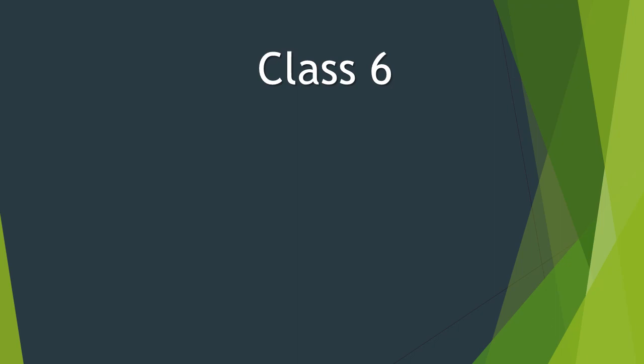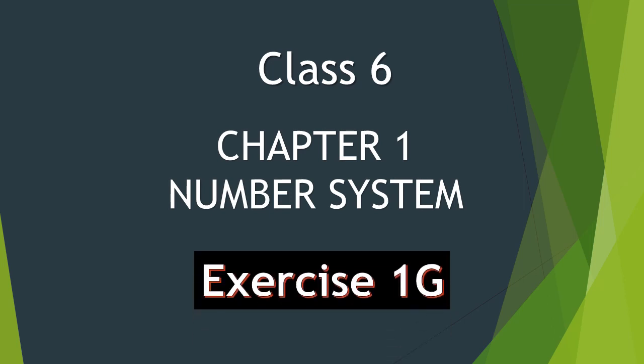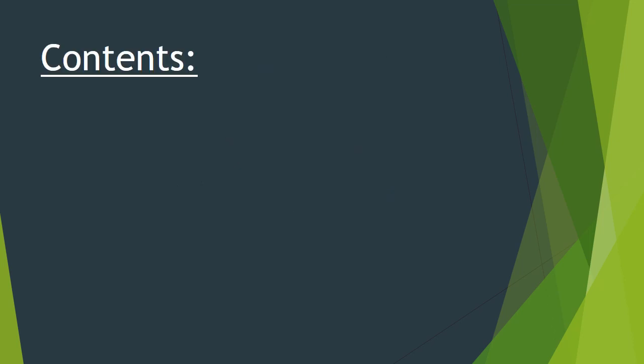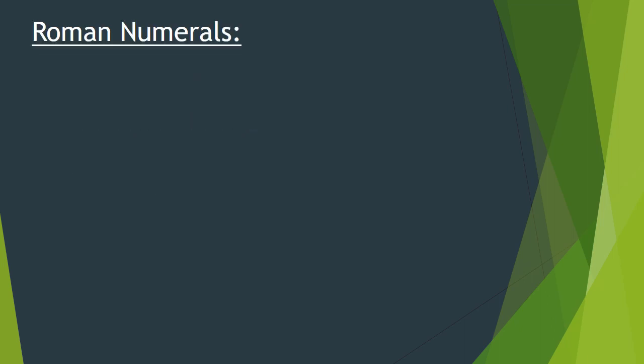Now, today we are going to do our next exercise, that is exercise number 1G of chapter 1, number system. In this exercise, the contents are: number 1 is Roman numerals, that is what are Roman numerals, and second is how to write Roman numerals, that is what are the rules. Now, first of all, what are Roman numerals?